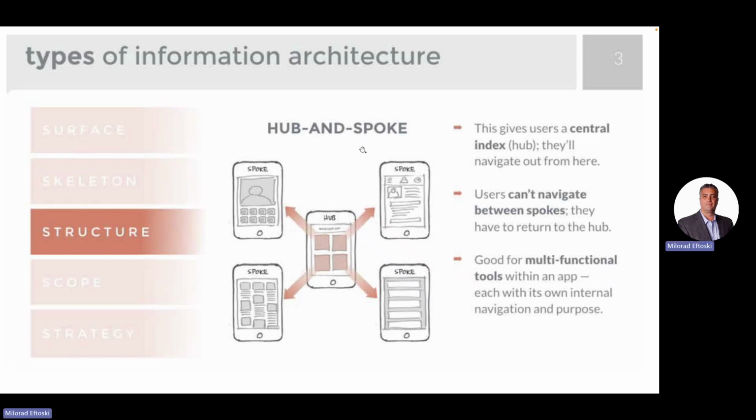This is called the hub and spoke. This is more like an interactive app on your phone. This gives the user a central index hub. They'll navigate out from here. Users can't navigate between spokes. So you're not going to go from here to over here. You have to go from here back to the main hub to go over there. So it's more like organizational. They have to return to the main hub basically to go from wherever they want to go. Good for multifunctional tools within an app, each with its own internal navigation and purpose.